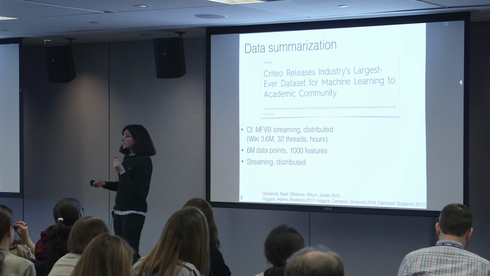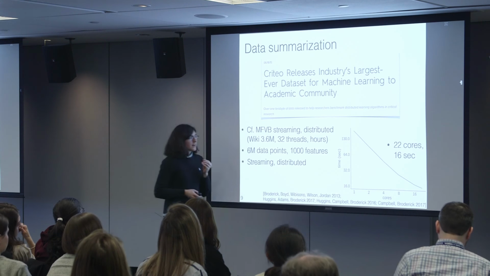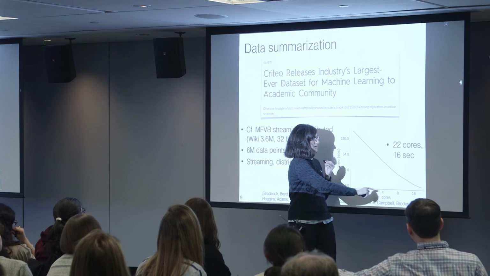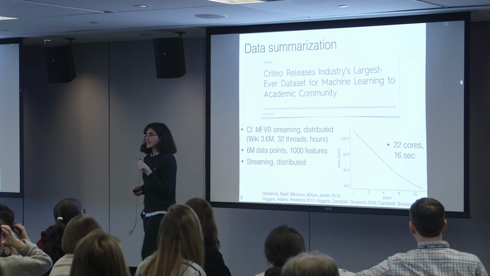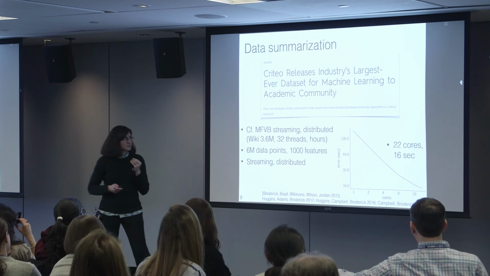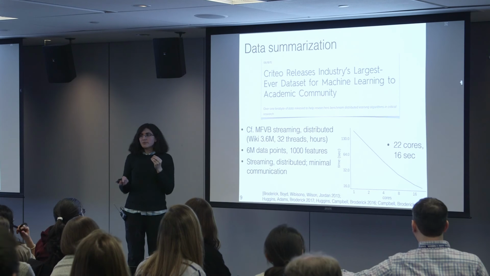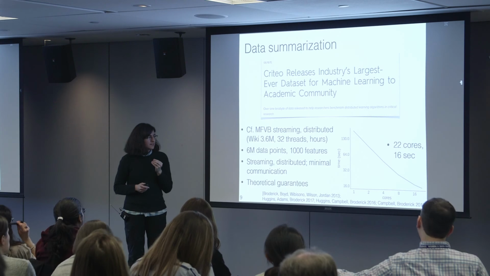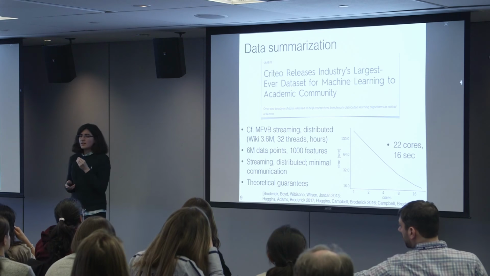We can make our method, again, trivially streaming, trivially distributed, and run on a number of different cores, but in particular, notice that for 22 cores, we take about 16 seconds. So that's great. For 6 million data points, that's a pretty fast algorithm. This involves minimal communication, which helps with the speed, and it comes with theoretical guarantees on the quality of inference, which is, again, a big step up.